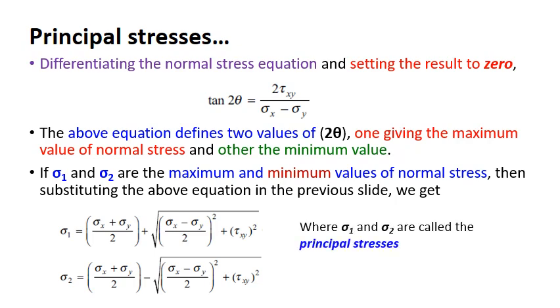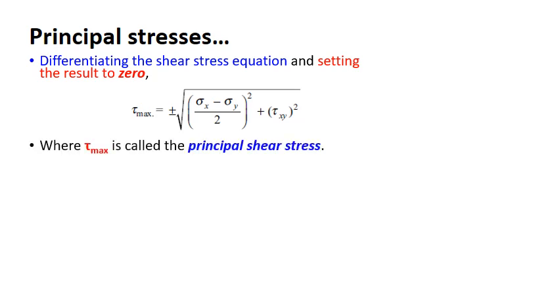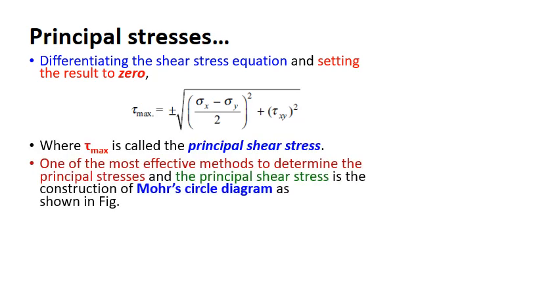And these sigma 1 and sigma 2 are called principal stresses, because when you write d sigma by d theta, it means only normal stress. The stresses are not varying with respect to theta. Okay, so these are stresses on which shear stresses are zero, right? Principal stresses, and the planes on which they act are principal planes. Next, we have to find the maximum value of the shear stress. You take the shear stress equation, differentiate with respect to theta, equate it to zero, and you will get the maximum value of the shear stress. We call this the principal shear stress.